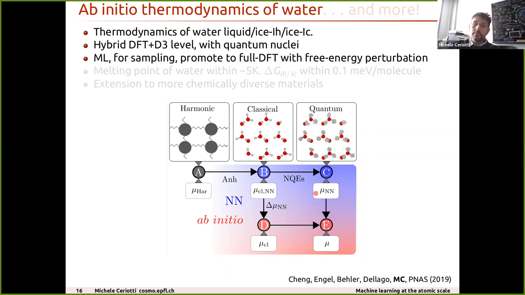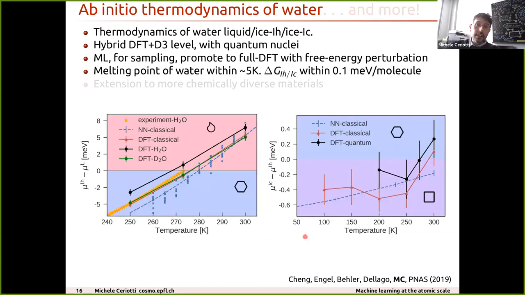And then, because of the need to really achieve an exquisite level of accuracy, which is not yet within reach of machine learning potentials, we use the free energy perturbation to promote the machine learning free energies to the full ab initio level. And what is nice is that you can see, first of all, that you need this free energy perturbation to correct the machine learning free energy, otherwise you get an error in the estimation of the thermodynamic properties.